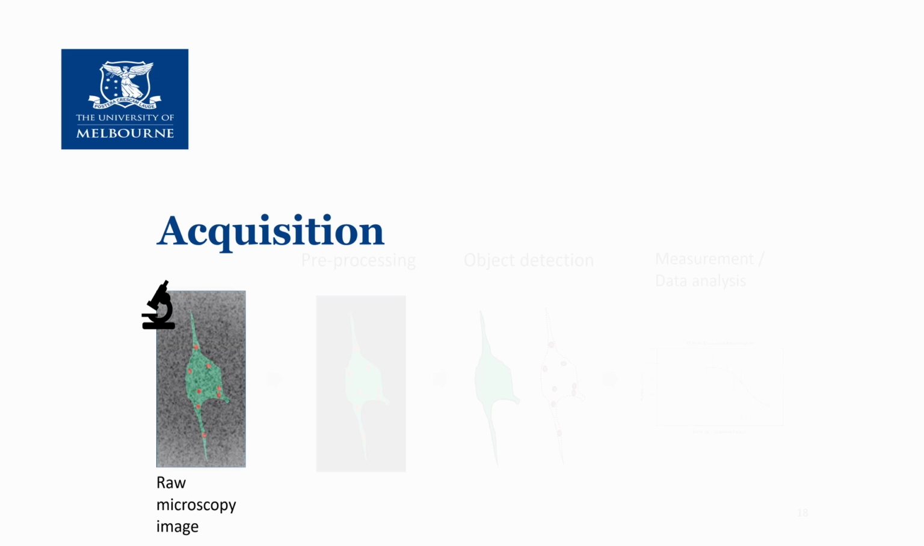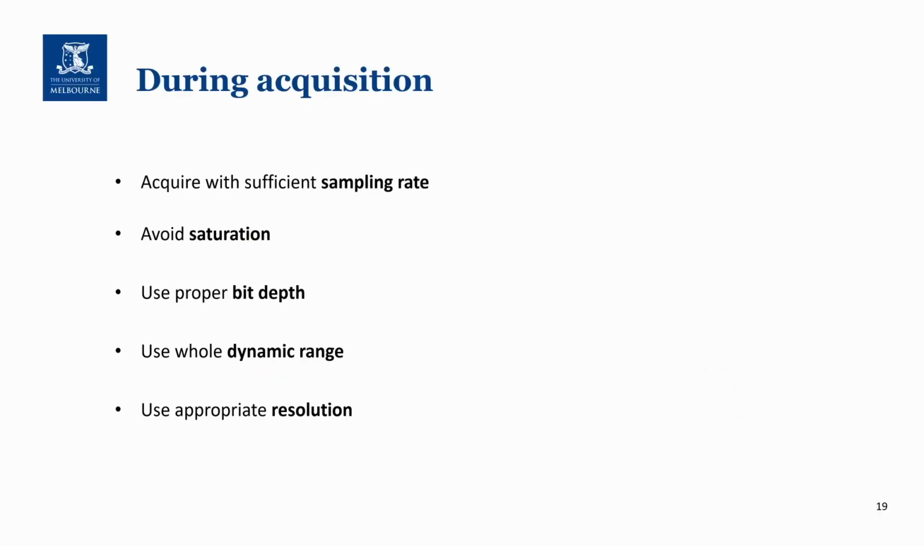When you're acquiring images, you should ensure they are of suitable quality, because without good data, you won't get good results. Or you can spend too long trying to optimize your analysis for bad data to compensate for these poor quality images. There are 5 main rules you want to follow when you are acquiring your raw microscopy data. First, you should acquire with a sufficient sampling rate, avoid saturation, use a proper bit depth, use the whole dynamic range in the image, and use appropriate resolution. And I'll go through each of those in more detail in the following slides.